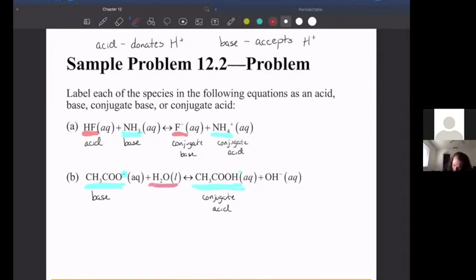Likewise, I have water. I know that water can play the role of an acid or a base, so I've got to pay attention to what it's doing in this reaction. Here, it's going from being H2O to being the hydroxide ion, so it lost one of those protons and gained a negative charge. So it's playing the role of an acid, which makes this its conjugate base.